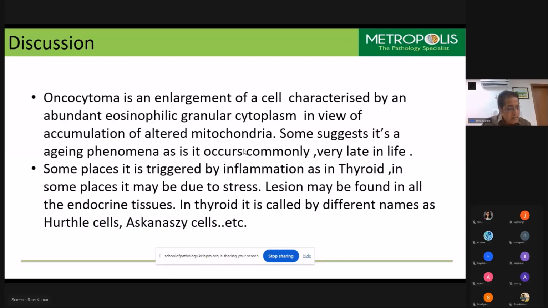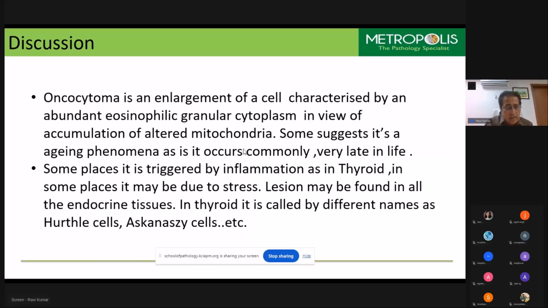Okay, let us discuss the oncocytoma. I'll come to differential diagnosis later on. We also had a differential diagnosis of hydradenoma papilliferus, right? Now, what is oncocytoma? It is an enlargement of a cell characterized by an abundant eosinophilic granular cytoplasm. So very important: it's abundant, it's eosinophilic, it's granular cytoplasm, in view of accumulation of altered mitochondria.